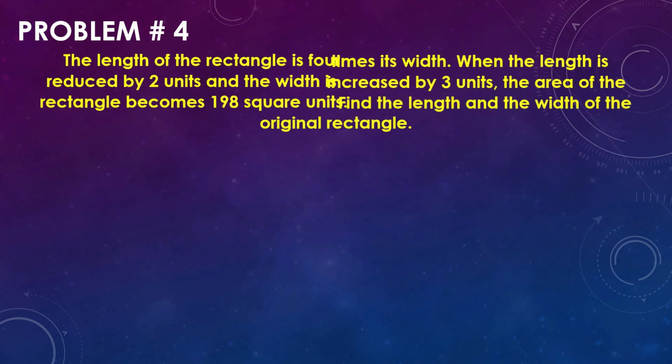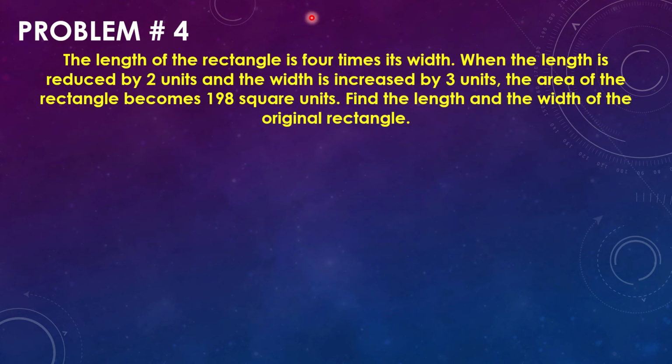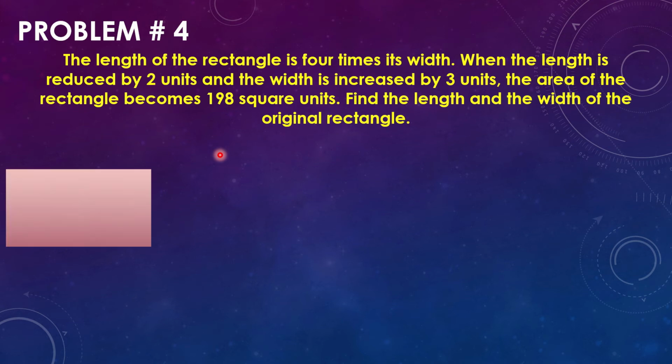Like what we did in problems number 1, 2, and 3, we will just simply illustrate this one. From our first given, it says that the length of the rectangle is 4 times its width. So the length we don't know yet, and the width we don't know yet. Let's start with the width. Our width will be equal to x, and the length will be 4 times its width, so we have 4 times x.